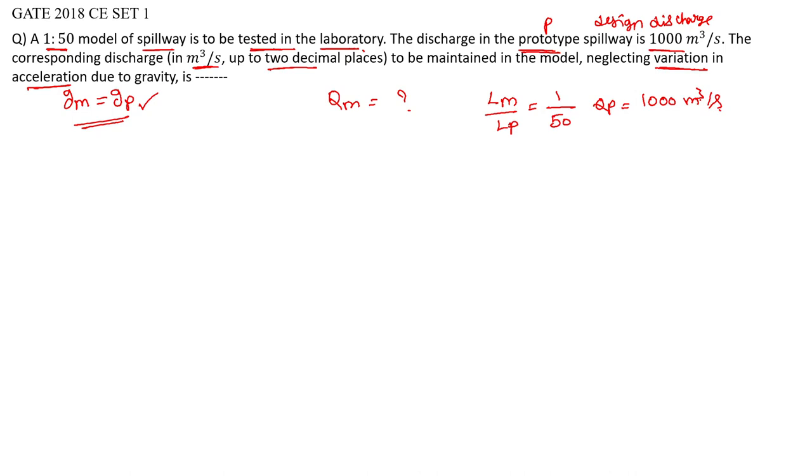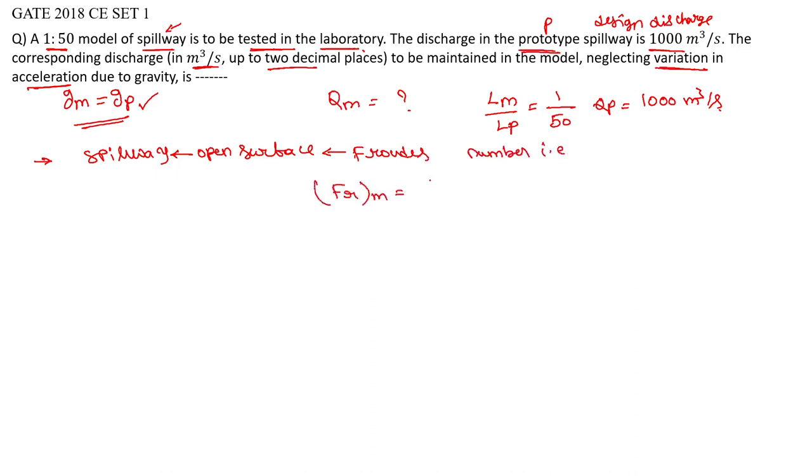Before solving, can you tell me which number we should focus on? I told you about spillway construction before also, spillways have an open surface. So it means the Froude number. What does it mean? The Froude number in the model must be equal to the Froude number in the prototype. If this condition is satisfied, then the model is good.